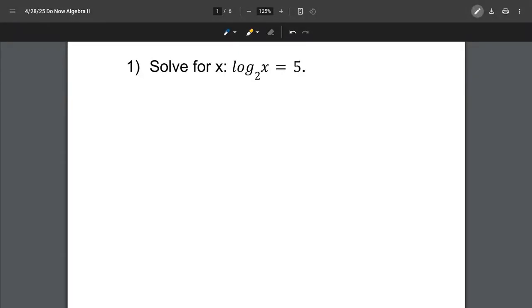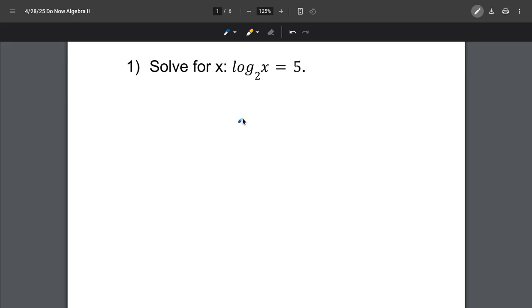In this video I am going through the warm-up problems for my Algebra 2 class and they're on logarithms. So let's get started. So first one, we have log base 2 of x equals 5 and we're solving for x. So my first step is I'm going to write this in exponential form.